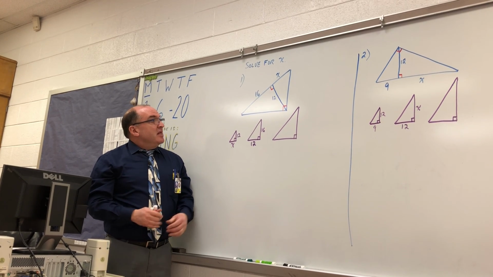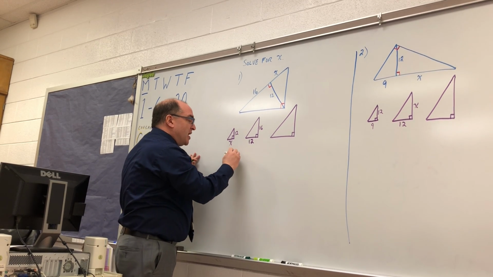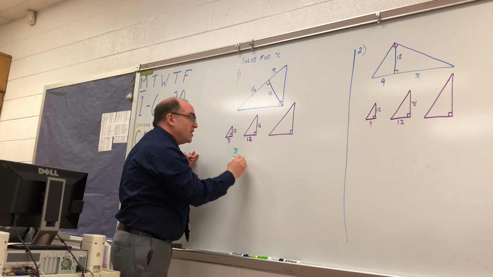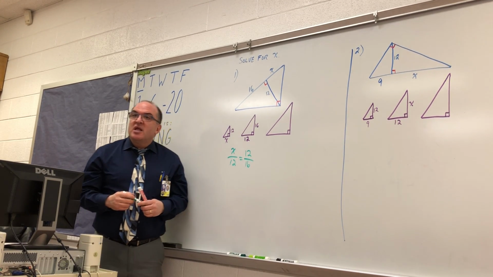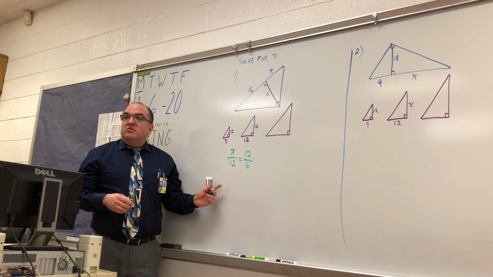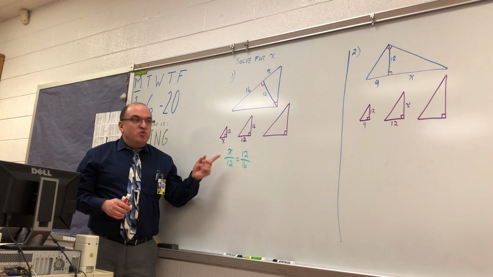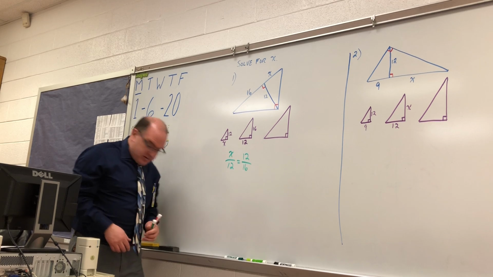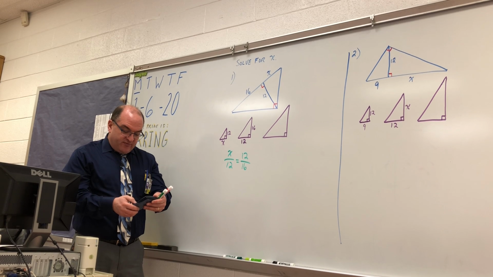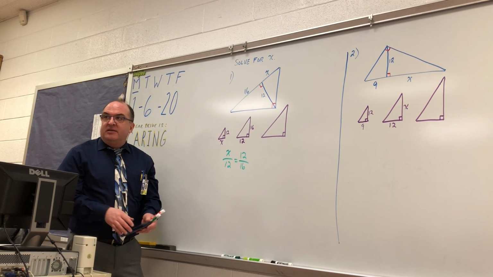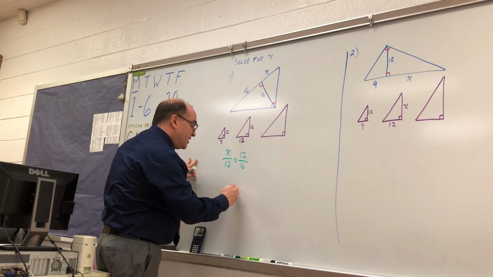Do you see now that I could write x is to 12 as 12 is to 16, right? So how do you figure out x? What times what divided by what? 12 times 12 divided by 16, right? On your calculator, 12 times 12 divided by 16, and you get 9. Done. X equals 9.